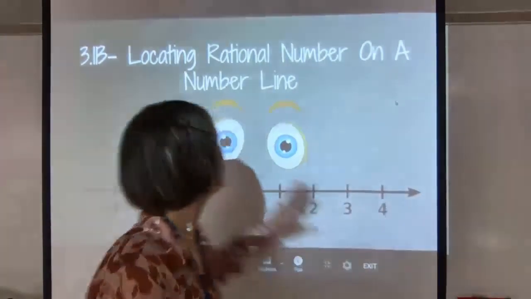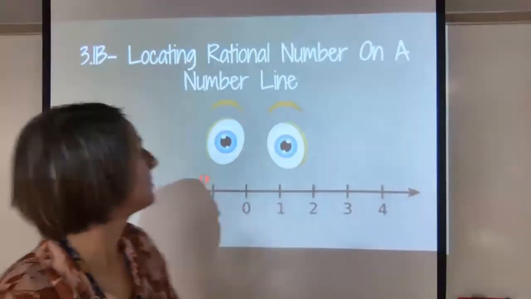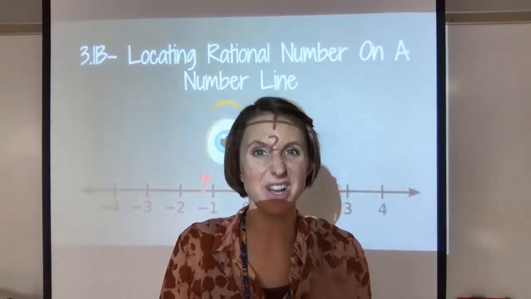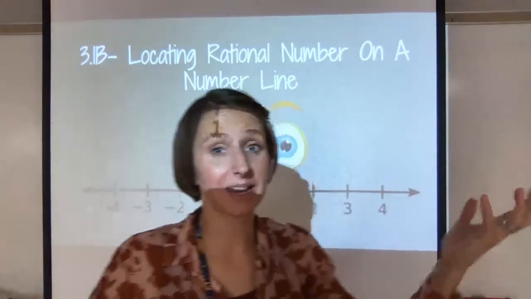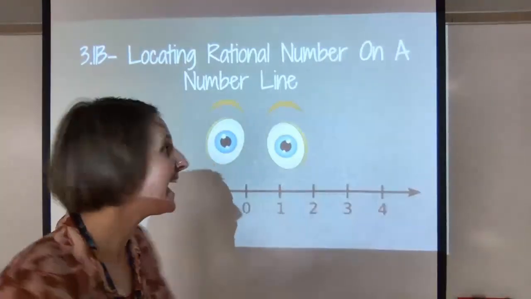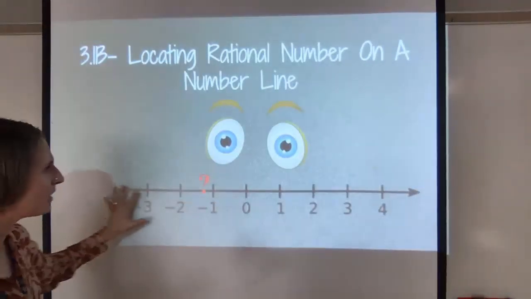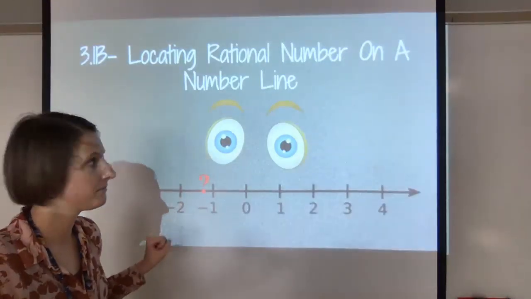Seventh graders, you need your 3.1B locating rational numbers on a number line notes out in front of you, a calculator, and a pencil. You may or may not use the calculator, but at least it's there to help you if you need it. So when we're locating, we're going to be looking to find where rational numbers would be located on this number line.